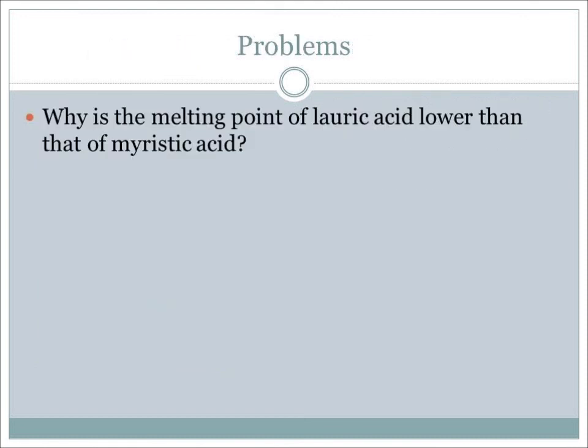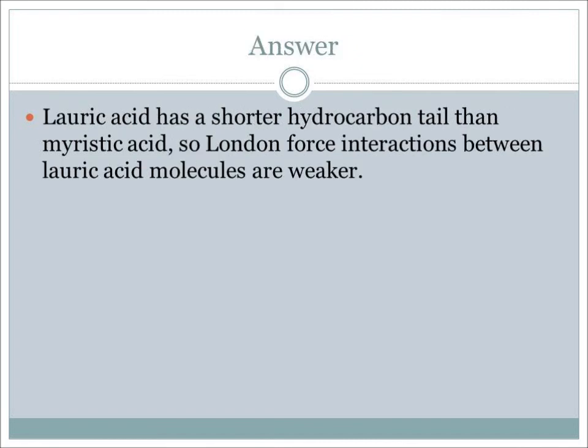Here's a question for you. Why is the melting point of lauric acid lower than that of myristic acid? The reason is that lauric acid has a shorter hydrocarbon tail than myristic acid, so London force interactions between lauric acid molecules are weaker.